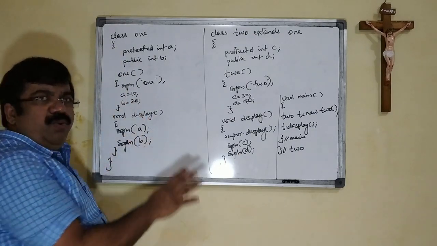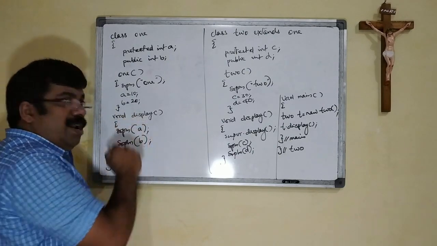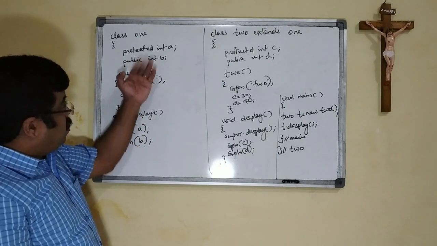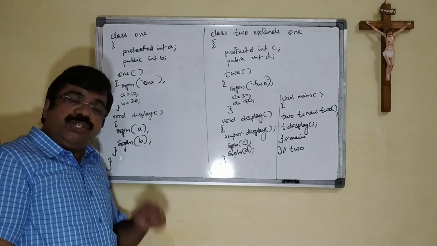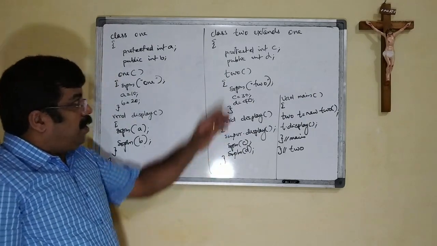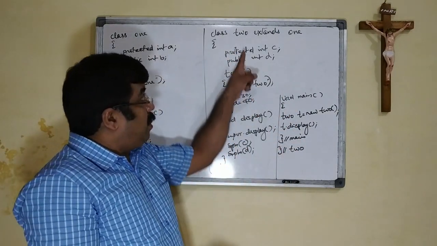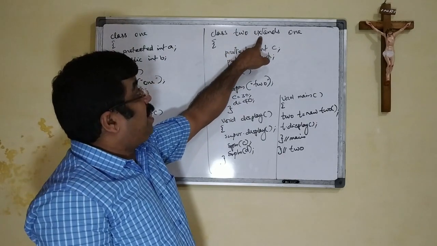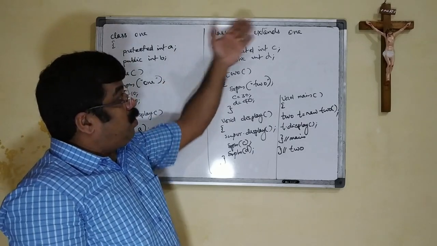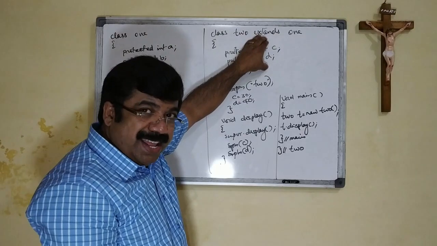A equal to 10, B equal to 20, you can give any value. Then we have one member function, display. It is displaying the values of the data members A and B. That's only, nothing else. We have a second class. What is the name of that? 2, which is extending, inheriting from the class 1, because this is the base and that is the subclass.